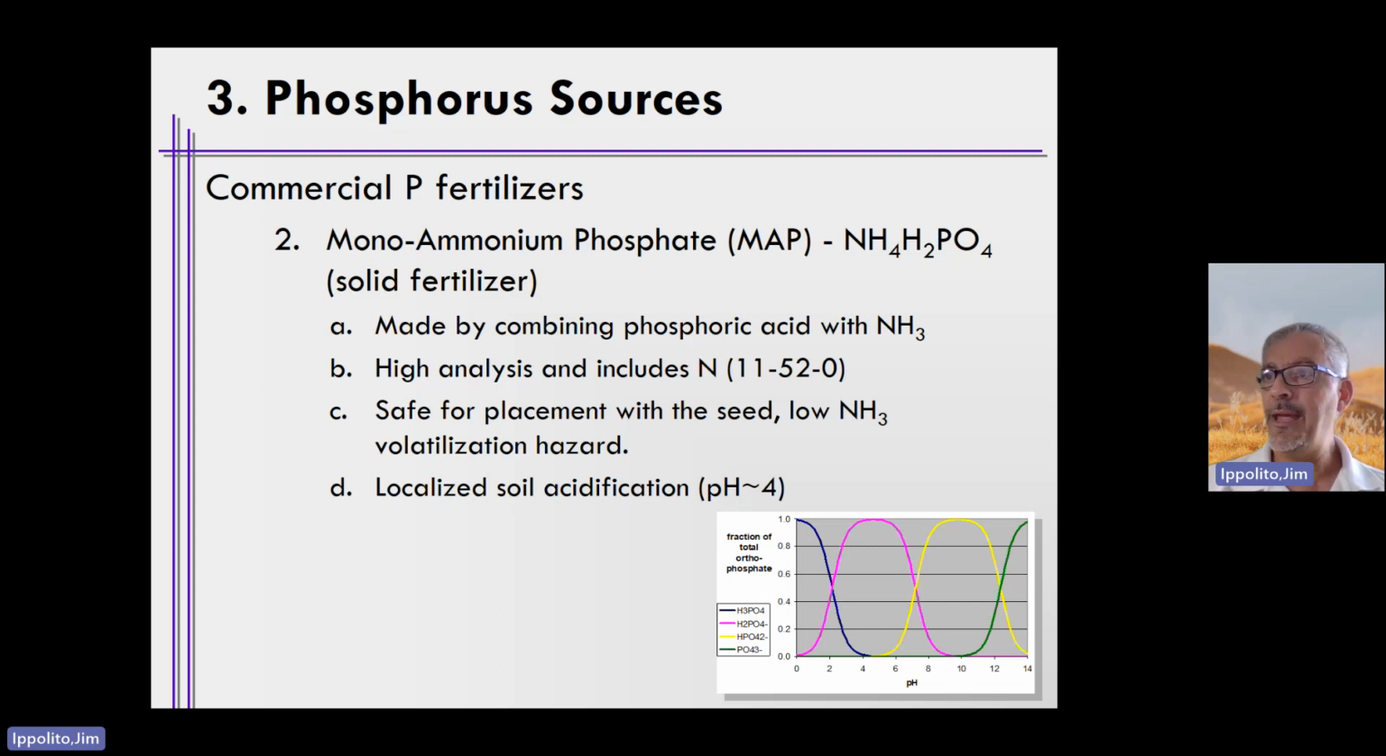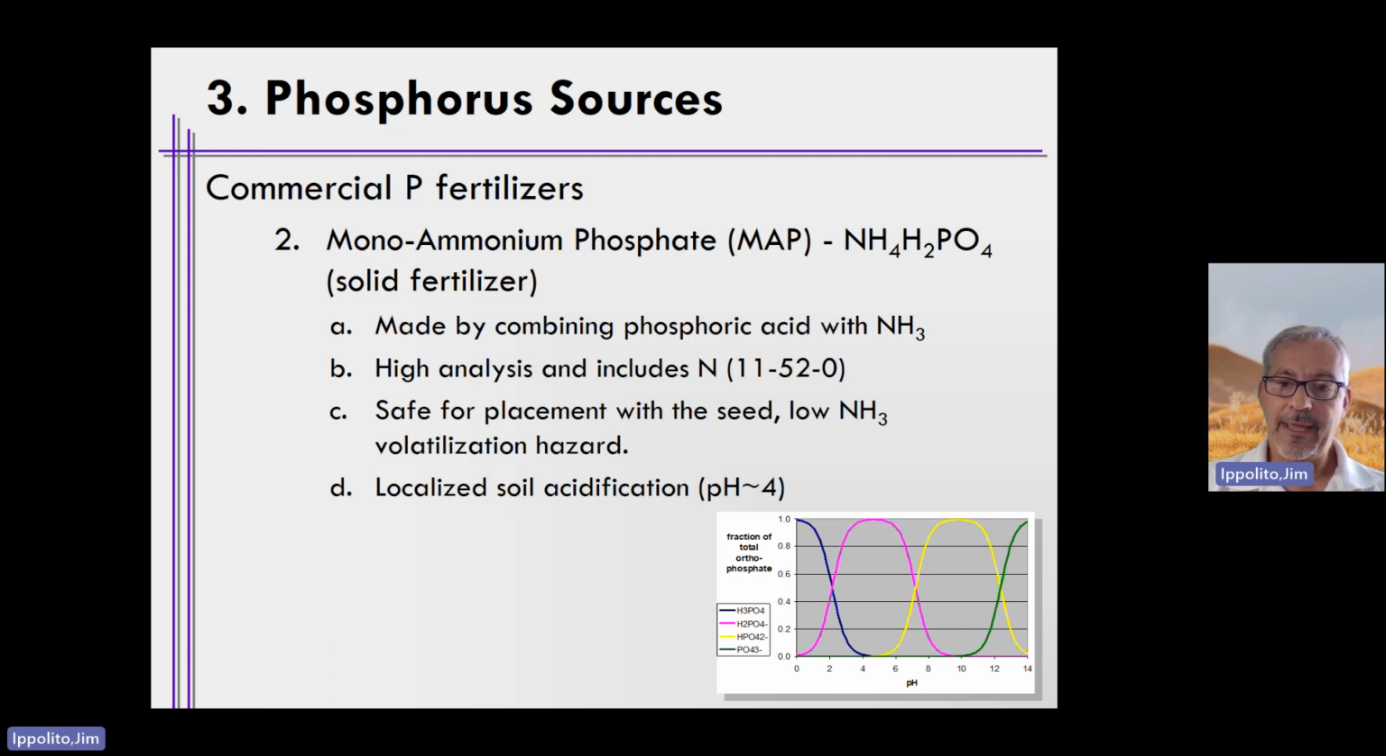We know that based on what you've learned previously in Unit 6, that this fertilizer contains H2PO4. And on this set of curves, which shows you pH on the x-axis versus the fraction of total orthophosphate on the y-axis, the pink curve is H2PO4. And H2PO4 maxes out between pH 4 and 5, okay? And so we can predict that local acidification will occur when you place this in a soil.